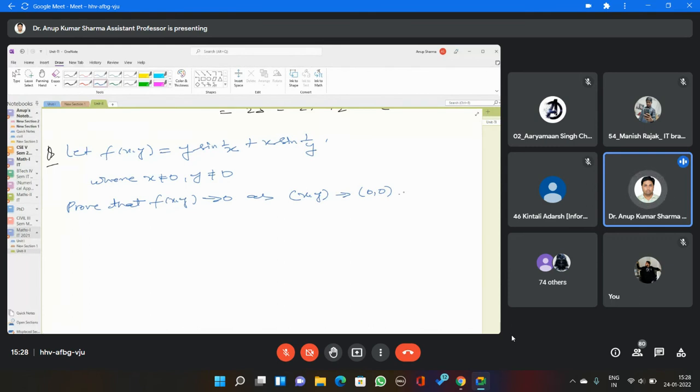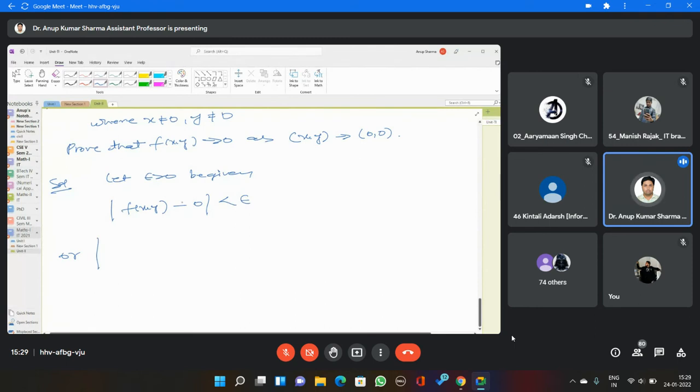Here the function is defined as y times sine of 1 upon x plus x sine of 1 upon y. Generally we take square neighborhoods to solve this problem. Suppose (x,y) tends to (0,0). Solution: let epsilon greater than 0 be given. The modulus of f(x,y) minus the limit, which is 0, should be less than epsilon.